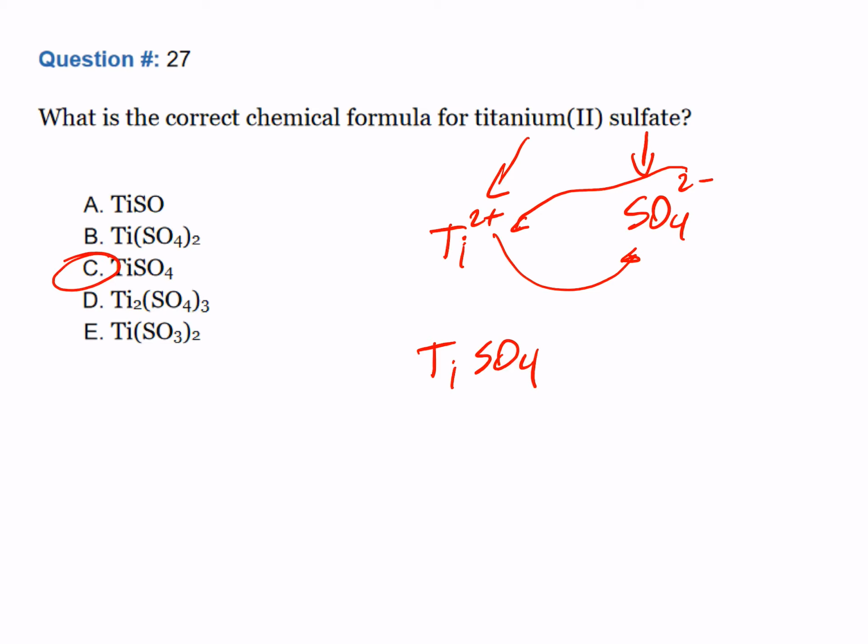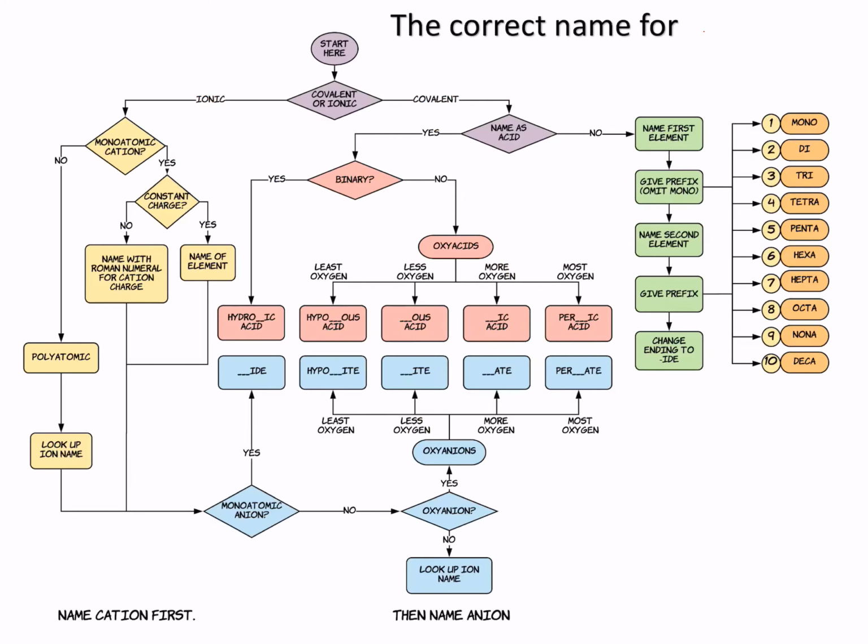Once again, the only way for you to get this right is to memorize what the structure of sulfate is, for example. And then titanium 2, well, you memorize the name of titanium, you can locate it in the periodic table for the symbol, and the 2 is indicating what the charge is. So how about we use this to work some other examples?